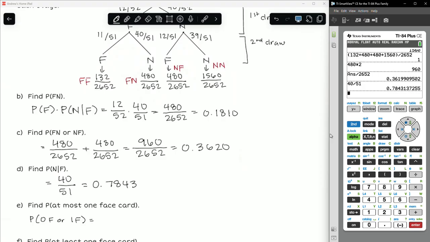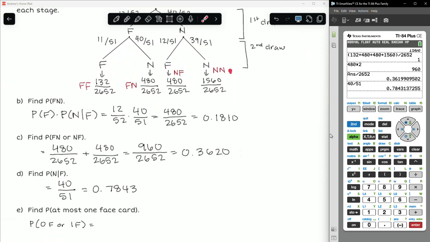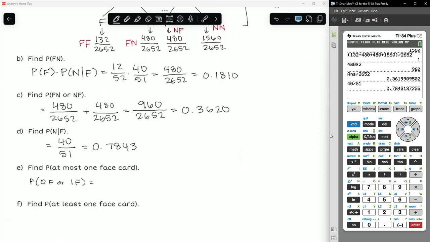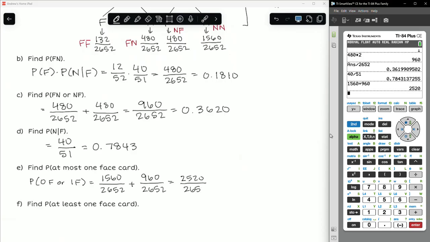So I know I'm adding, and I'm pretty sure that that should be 3 of the outcomes. We have no faces, one face, and one face. So we're going to go ahead and add those up. So our no face is 1560. And then I'm going to cheat a little bit because we already did the one face options. Those are up here. I know that the one face options together are 960. And that's going to give us 2520 out of 2652. Which gives us 0.9502.